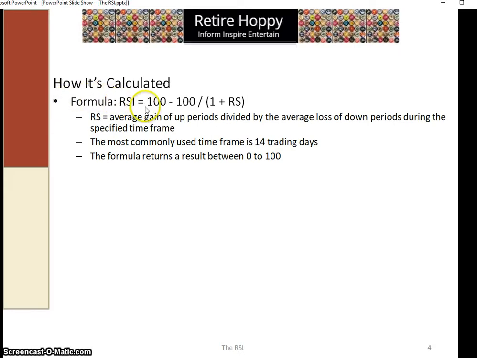Now, here's the formula for how the RSI is calculated. The RSI is equal to 100 minus 100 divided by 1 plus RS, where RS is the average gain of up periods divided by the average loss of down periods during the specified time frame, which is most commonly a 14-day summation of trading days. The formula returns a result between 0 and 100.